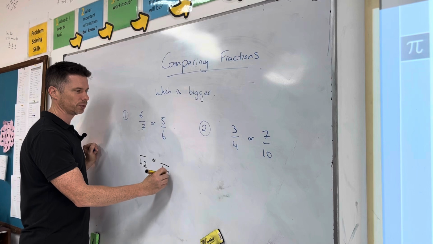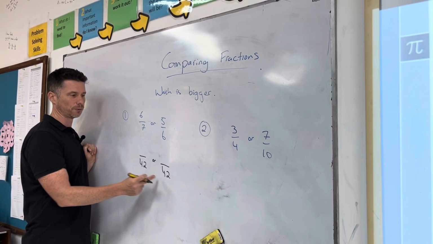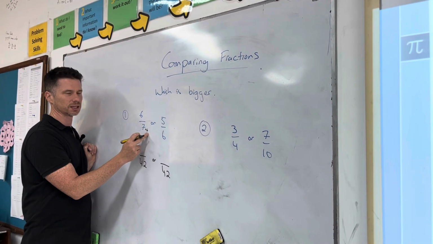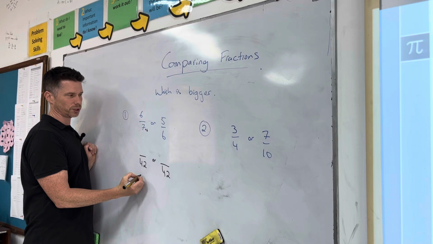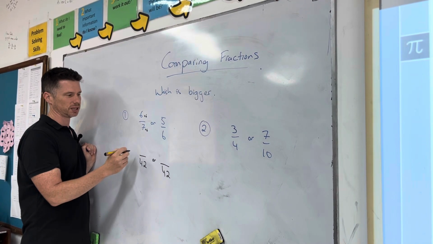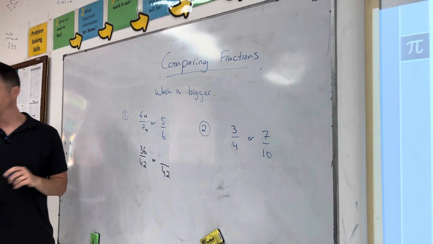So if I put them both over 42, I'm now going to convert them into an equivalent fraction with 42 as the denominator. How do I do that? Well, I've multiplied this by 6 to get to 42. So I must multiply the numerator by 6 as well, so the fraction stays the same. So I have 36 out of 42.